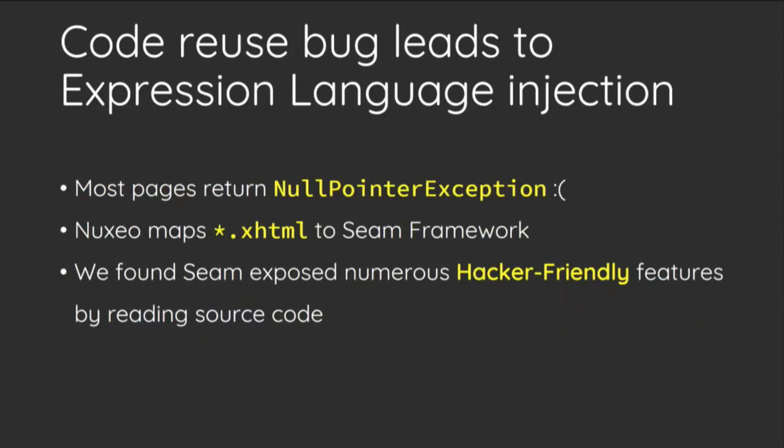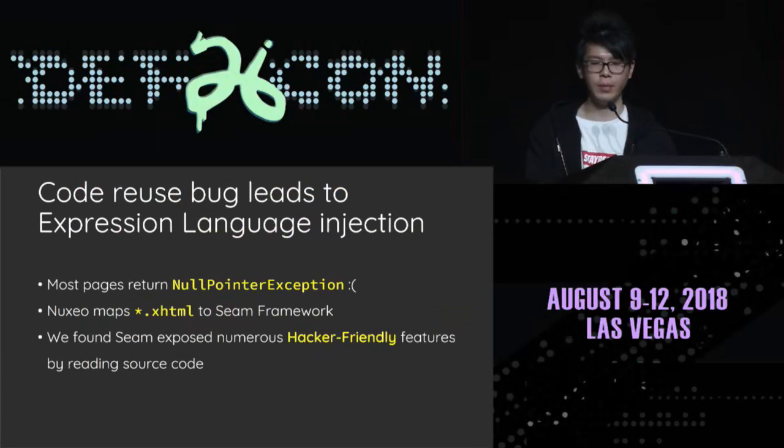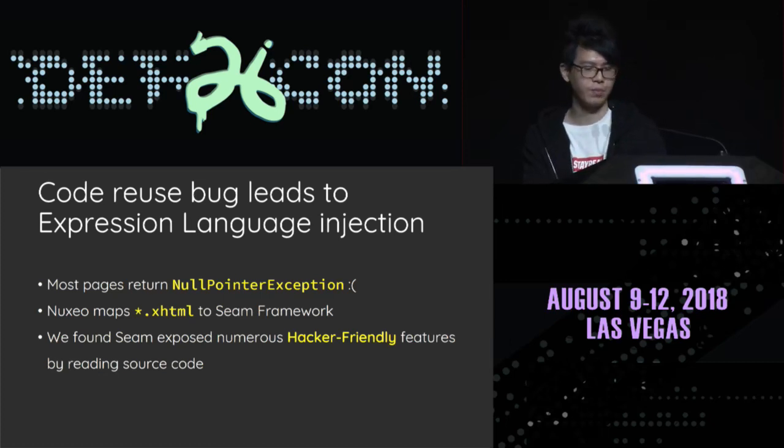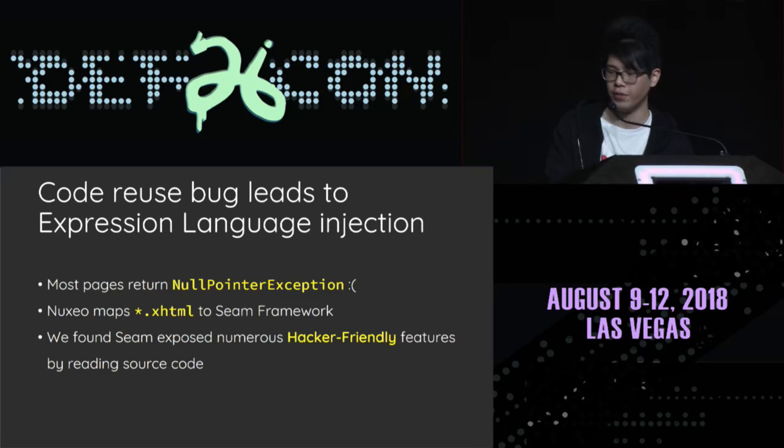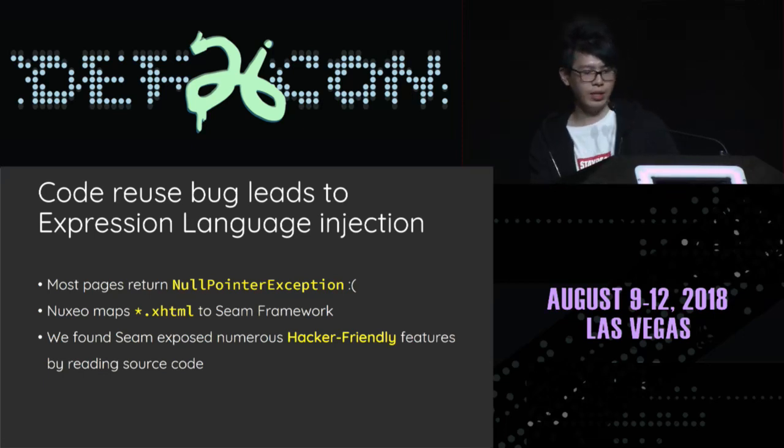However, we still could not do anything. In fact, most pages return a null pointer exception because the servlet logic was unable to obtain a valid credential. But this still gives us a chance to knock on the door. From the configuration file, we noticed that Nuxeo is based on the Seam framework. I reviewed it several years ago and found numerous hacker-friendly features. So for me, the next step is chaining the first bug to access the unauthorized Seam framework.